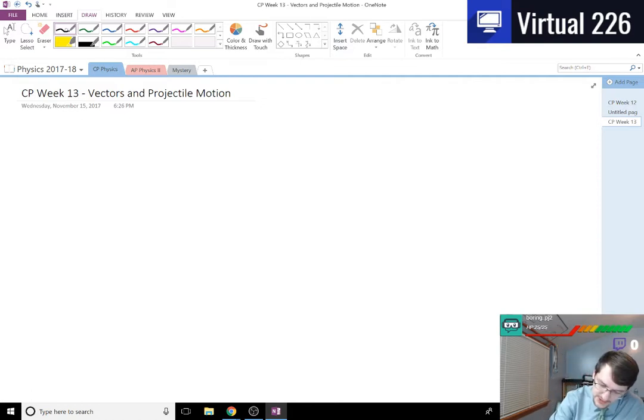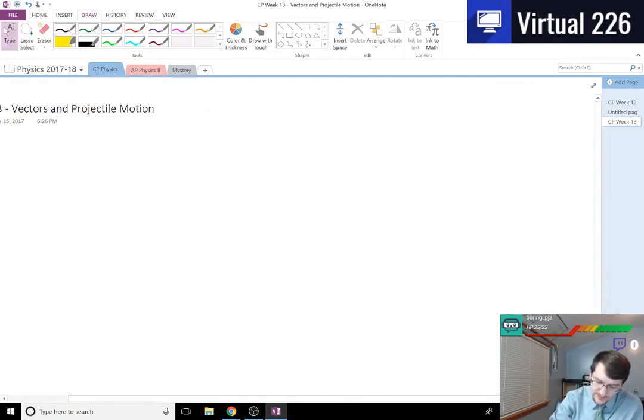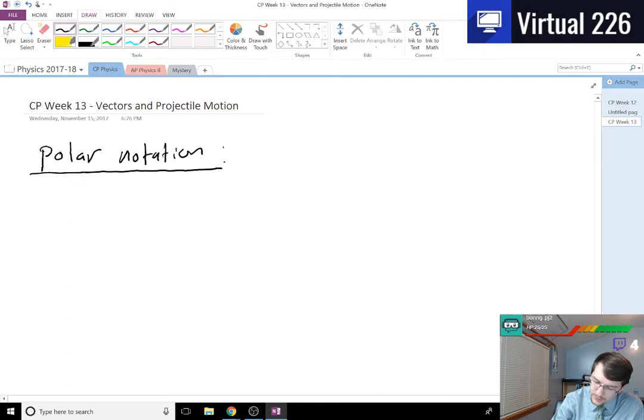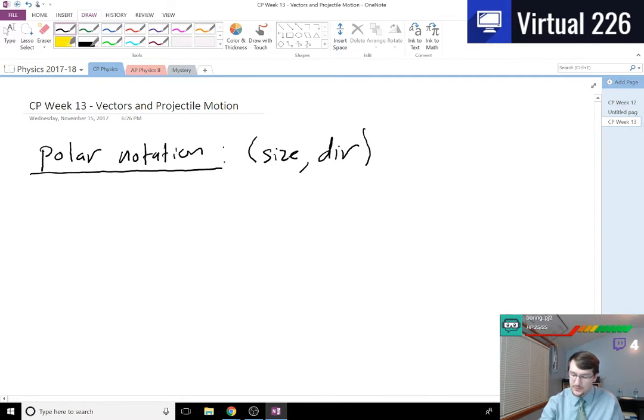In terms of notations, there are 3 different types of notations that you can see. There is polar notation. And remember, polar notation is comprised of 2 parts. It has a size or a magnitude, and it has a direction. Oftentimes we can write this as the vector itself, the resultant r, and then some angle theta.